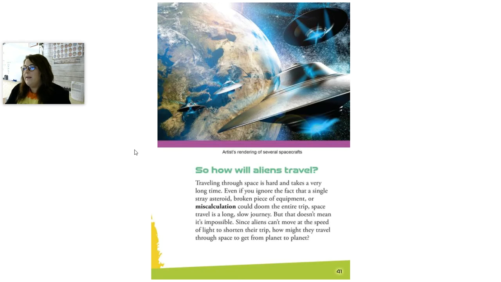So how will aliens travel? Traveling through space is hard and takes a very long time, even if you ignore the fact that a single stray asteroid, broken piece of equipment, or miscalculation could doom the entire ship. Space travel is a long, slow journey, but that doesn't mean it's impossible. Since aliens can't move at the speed of light to shorten their trip, how might they travel through space to get from planet to planet?